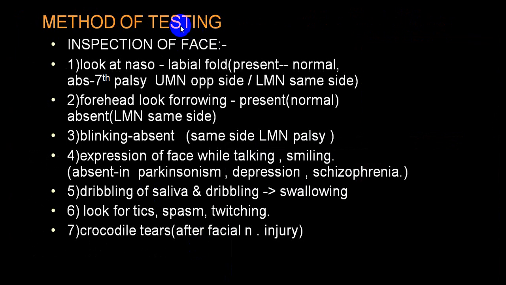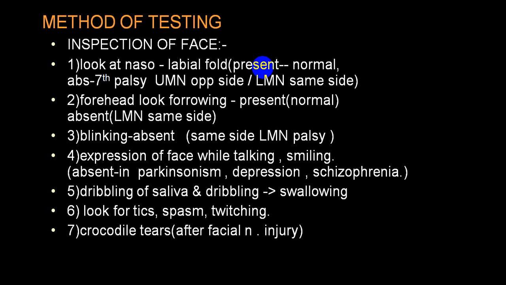So the first part of the method of testing is to look at the nasolabial fold, whether it is seen clearly and bilaterally equal or not. Whenever a person is just talking to you, you can easily observe for that, or when the person is just keeping his face steady.